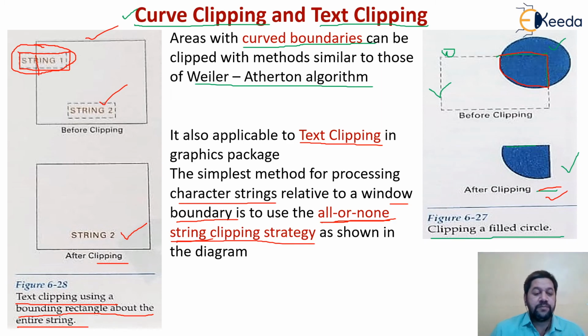You can find it is not displayed here. After clipping, that particular string was not displayed, and this strategy is known as all or none. You either keep the complete string, or you don't display the string at all. Because if some text is inside and some outside, it will be difficult for the end user to understand what the complete string is. So the all-or-none string clipping strategy is the method generally used, and that is what is shown here.